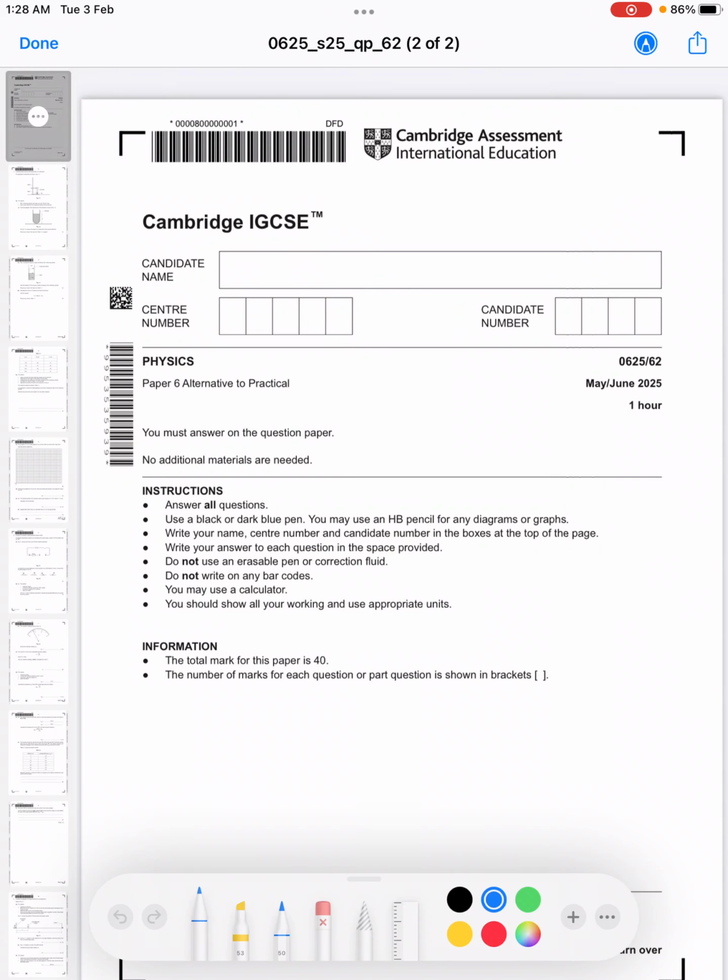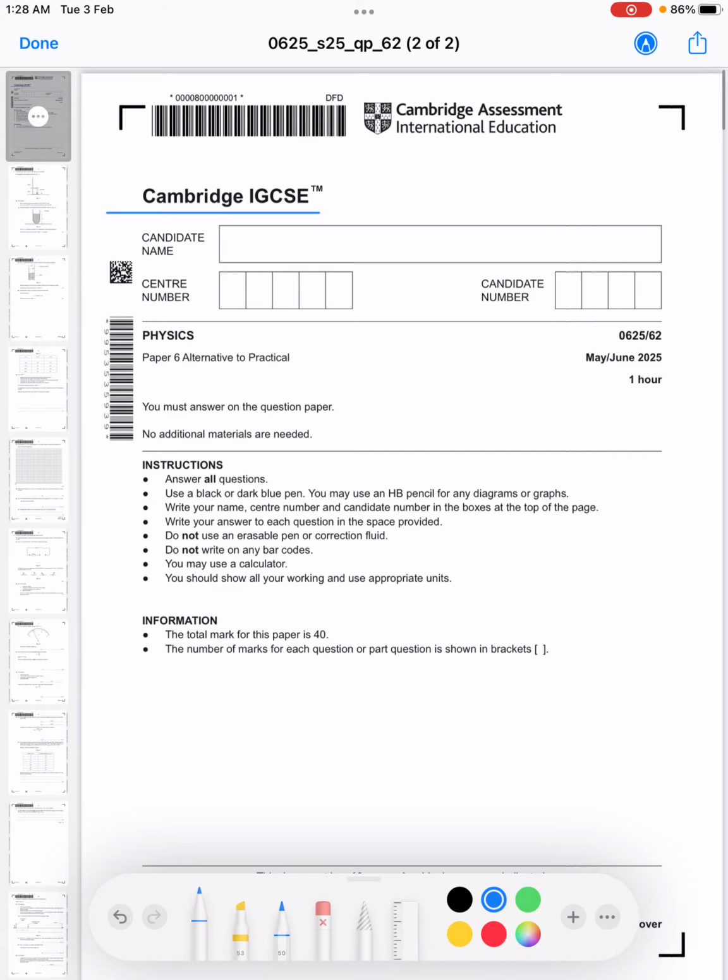This is Shamsa Jabeen and we are solving Cambridge IGCSE Physics Paper 6 Alternative to the Practical May June 2025 with the code 062562. In this video we will solve question number 2 of this paper.